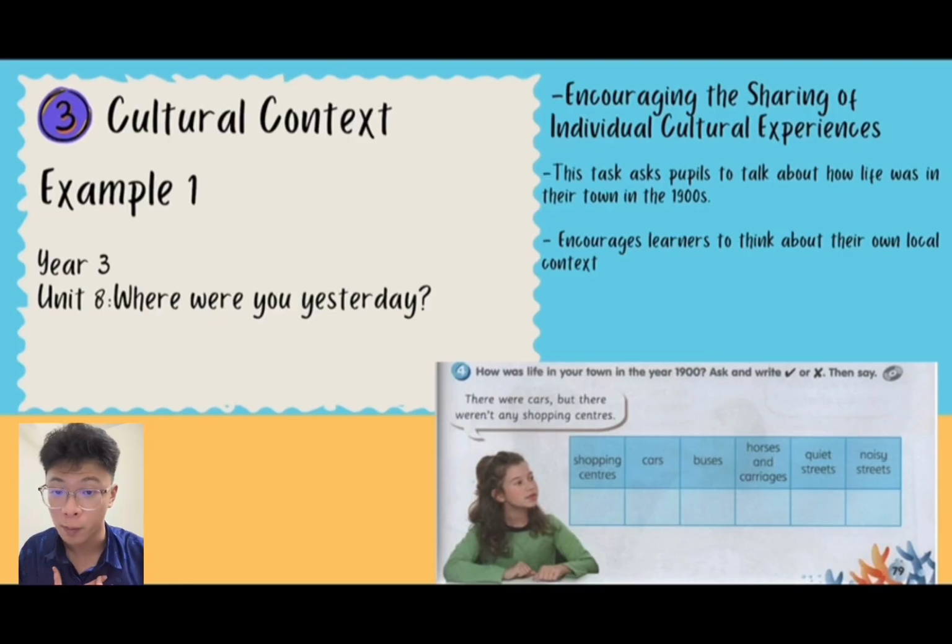Like for instance, I'm from Malaysia. Maybe I didn't have shopping malls back in the days. Maybe I had cars, had buses, and more. So this will help children understand each other much more, and it also helps them think about curiosity and gain new knowledge about it.